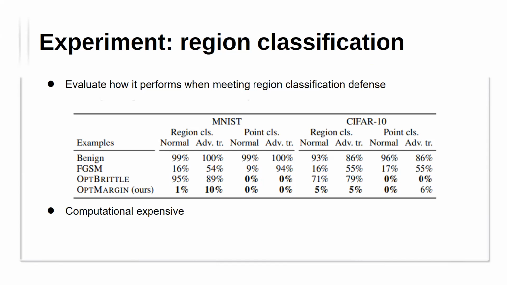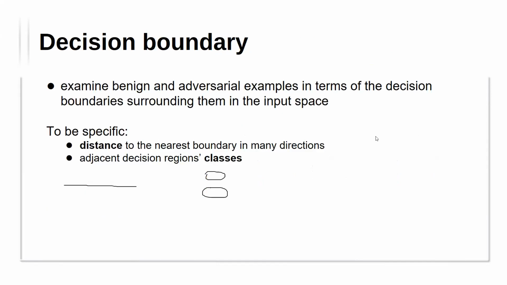But the problem is, for this example, the accuracy is 90% for Opt-Breto and here it is 10%. So it means that as long as the efficiency of Opt-Breto is 10 times larger than Opt-Margin, we can always compromise the model with the same number of adversarial samples. Yeah, that's right.